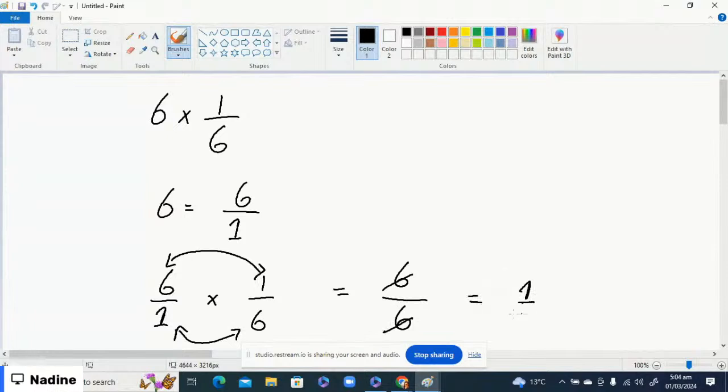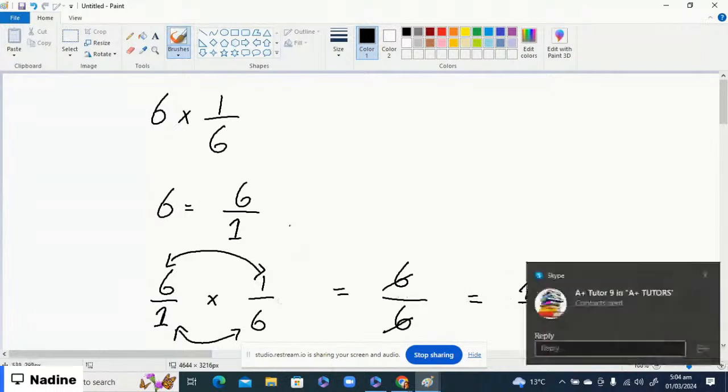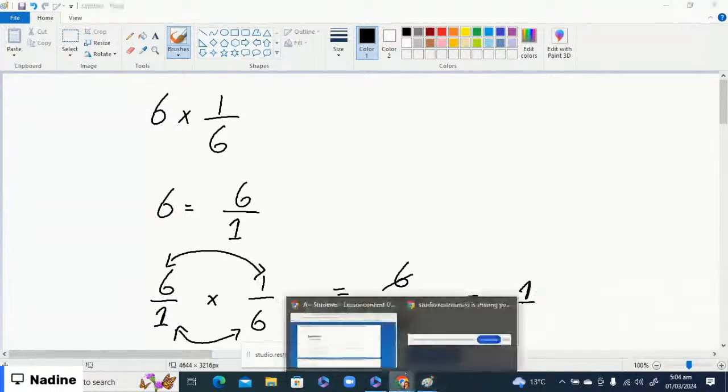And 1 is a whole number. This is not a mixed number. This is not a proper or improper fraction. 1 is a whole number. So the answer of this question is a whole number. Okay, let's do the next.